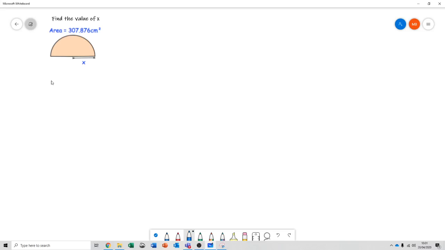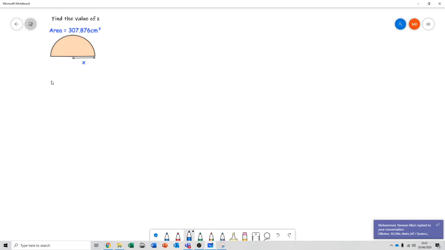In this question we see that they have given us the area of the semicircle and they now want us to find the length of the radius. Another variation of the question could be that they will ask for us to find the value of the diameter, in which case we would find the value of the radius and simply double it.